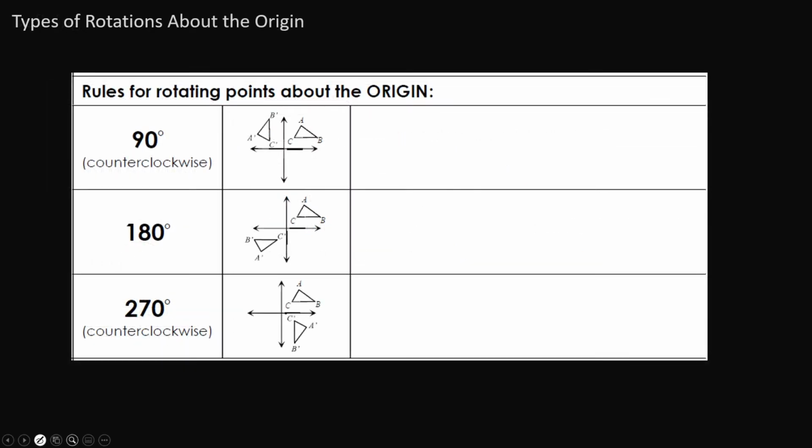So here are some specific rules for rotating points about the origin. Most of the time we're going to be rotating figures counterclockwise. So when you rotate a figure 90 degrees counterclockwise, you'll notice that triangle ABC is moving from one quadrant to the other. Here's the rule. The coordinate (x, y) is mapped onto (negative y, x). So in other words, we switch our x and y values and make y negative. What's really cool about this is that a 90-degree counterclockwise rotation is the same as saying negative 270 degrees counterclockwise or positive 270 degrees clockwise.